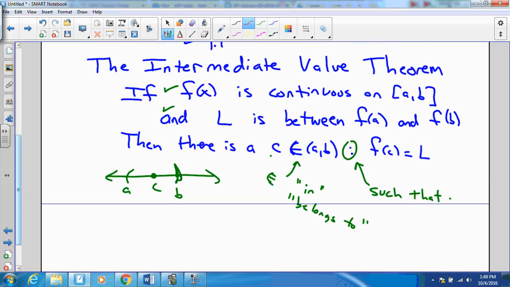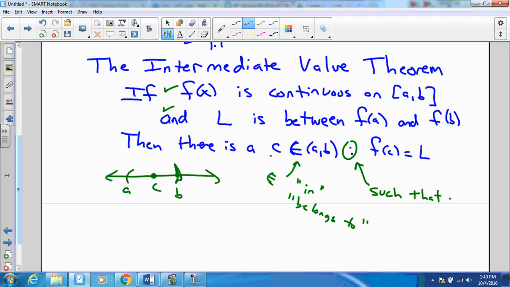So just to emphasize the conditions and conclusion: conditions, continuous function on the closed interval, and L is anywhere between f of a and f of b. Then I can conclude that there will be a C in A and B such that f of c is equal to L. Yes? Because L is between f of a and f of b, and f of c is equal to L, that means C is between A and B. Yes, I'm guaranteed a C between A and B so that f of c is equal to L. Okay?